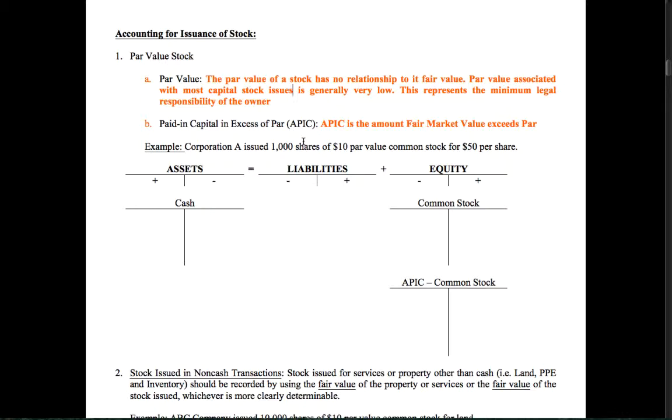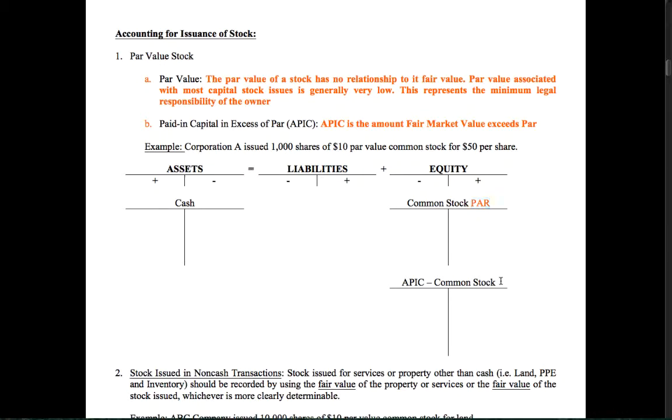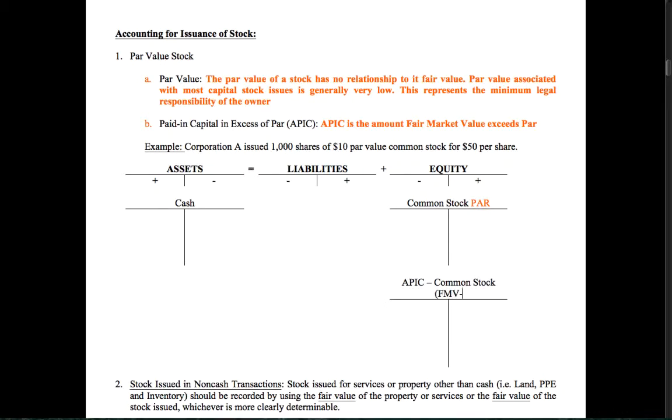Corporation A is issued 1,000 shares of $10 par value common stock for $50 per share. Therefore, you need to break down this problem into what you know. We know that for common stock, you book the par amount into common stock, and for additional paid in capital, you recognize the excess over par in that account.